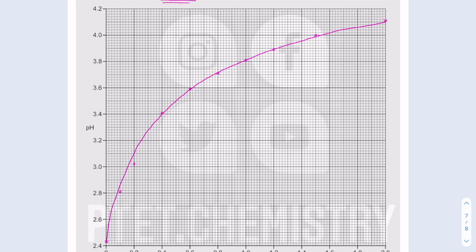Which one do they want? Circle one anomalous result. I guess if this passes through this point, most of the points actually lie on the line. I think this one is the most anomalous. Most of my points are very close to the line. This is only like 1 square away, this is like 1 square away, this is like 2 squares away. I would imagine that this is the most anomalous, so I'll circle that.